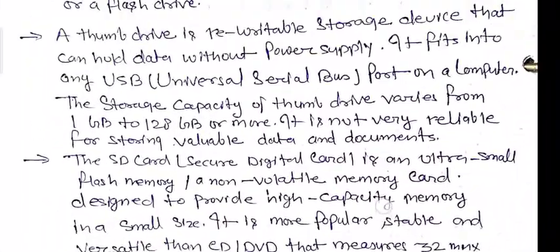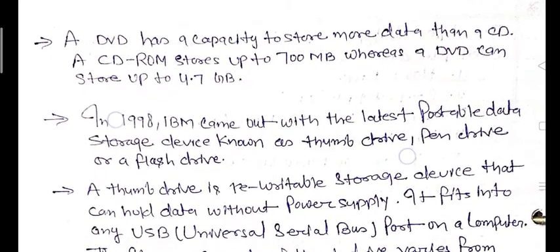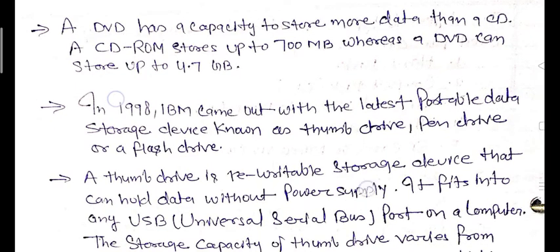A DVD has a capacity to store more data than a CD. A CD-ROM stored up to 700 MB, whereas a DVD can store up to 4.7 GB.